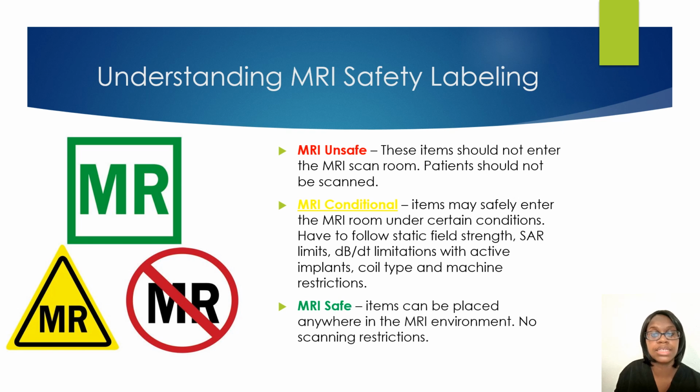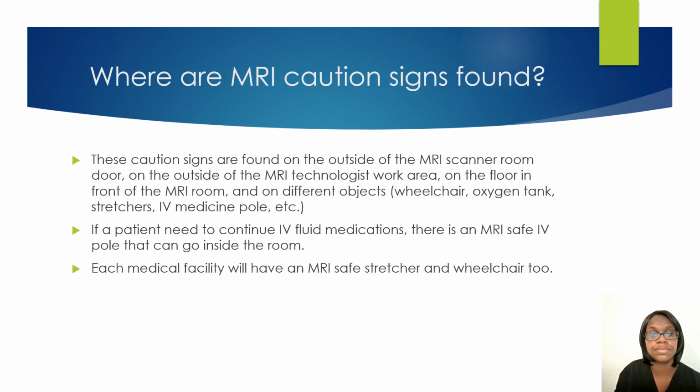You also have your MRI safe. These items can be placed anywhere in the MRI environment. No scanning restrictions. Where are the MRI caution signs found? These signs are found on the outside of the MRI scanner room door, on the outside of the MRI technologist work area, on the floor in front of the MRI room, and on different objects such as your wheelchairs, your oxygen tanks, those stretchers, the IV pole. You can find them on a lot of things, especially if they are inside your MRI tech area or MRI work area.